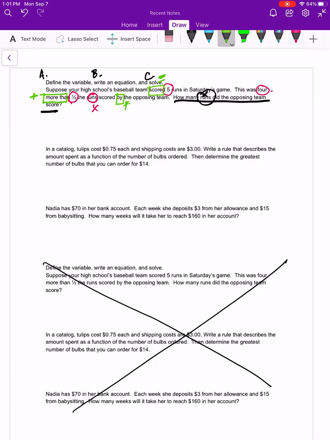All right, so we have to define the variables. So to define our variable that we're talking about is X, which is referring to runs scored by the opposing team. So A. X is equal to runs scored by the opposing team.